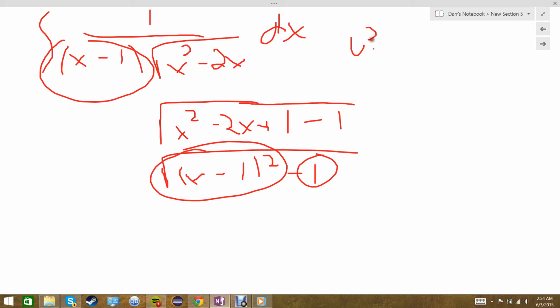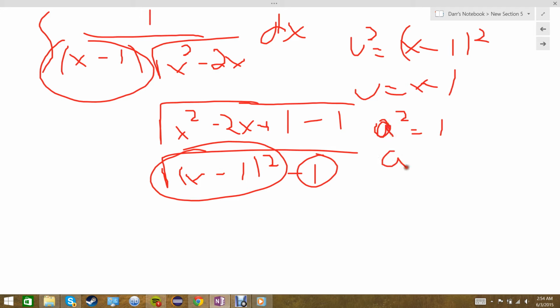U squared equals x minus 1 squared. U equals x minus 1. A squared equals 1. That's a, sorry. So a also equals 1.